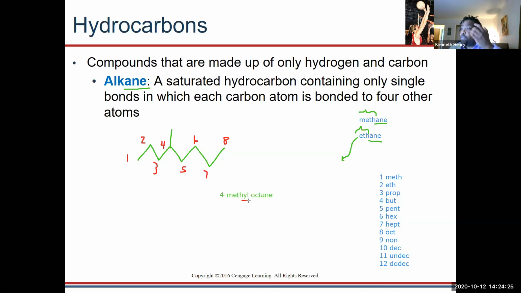If it was an ethyl group, then we'd call this guy ethyl, if it was 2 carbons there. So ethyl would look like this, where that's 1, that's 2. Okay, so then that would be for ethyl. If it was 3 carbons, we'd call it propyl. Okay.